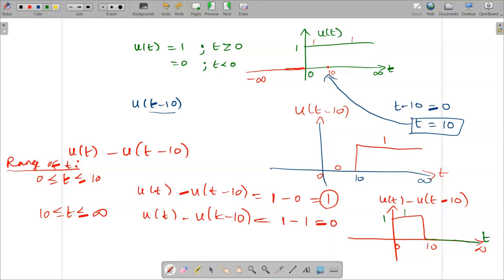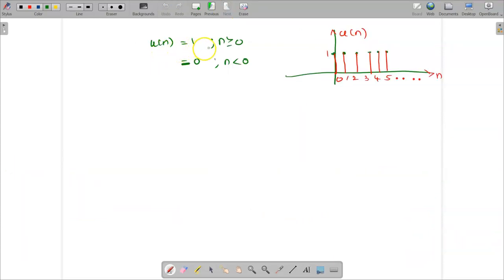So similarly, let me find out for the discrete time signal. So u of n is 1 for n greater than or equal to 0, right. So for 0 to infinity all the values are going to be 1. But what about the negative values? There is no amplitude at all, it is going to be 0.